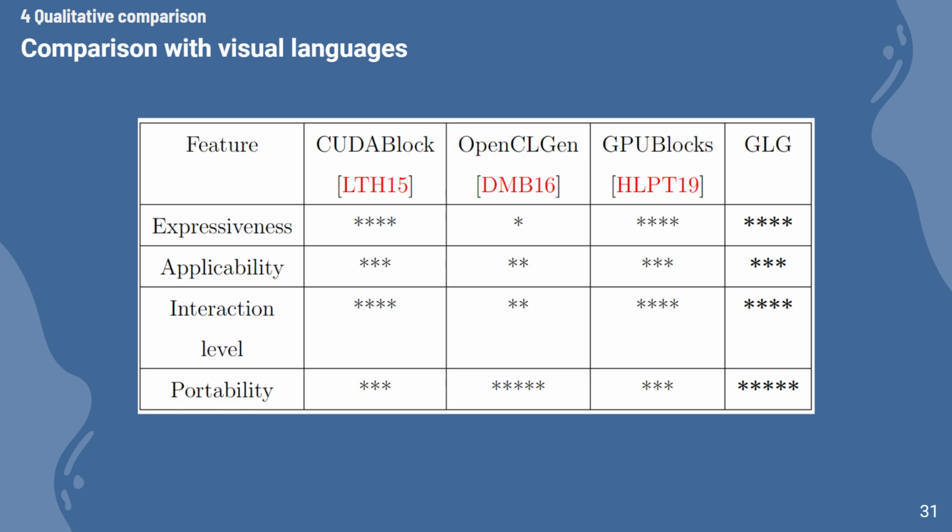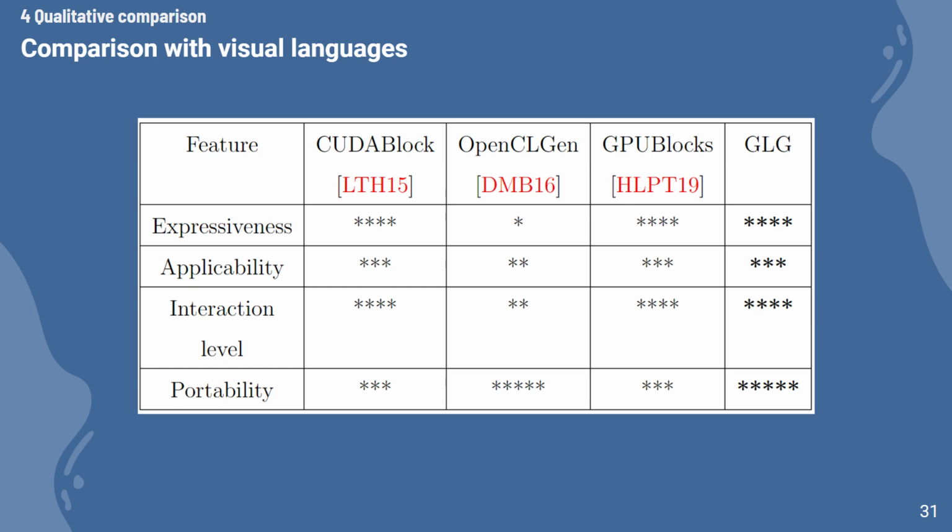On the other hand, the GLG environment offers a high level of interaction by providing an interface where programmers can drag and drop icons, modify their properties, and establish connections between them, unlike OpenCLGen, which has no draggable elements. Finally, the GLG environment improves portability compared to CUDA block and GPU block, as it can run on different platforms with a web browser and internet connection.